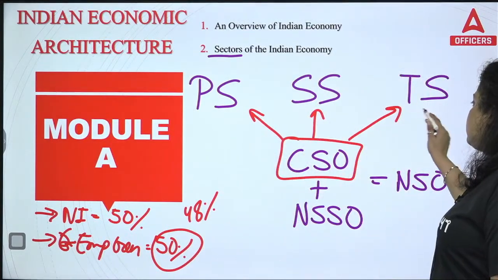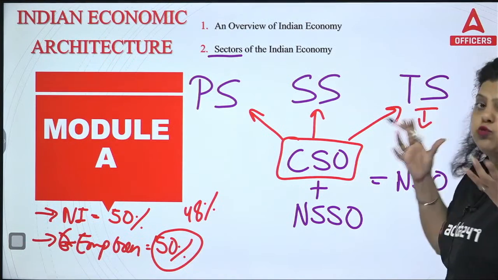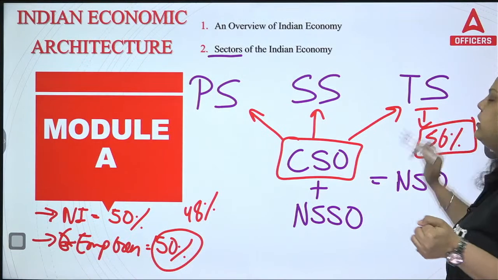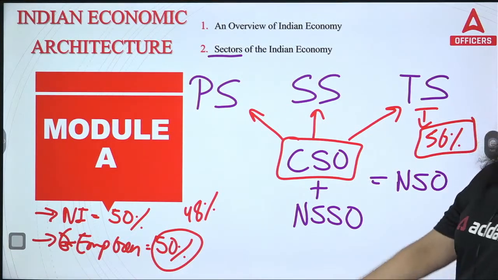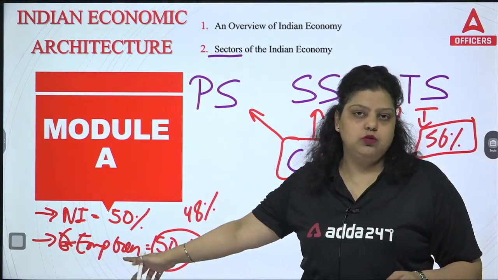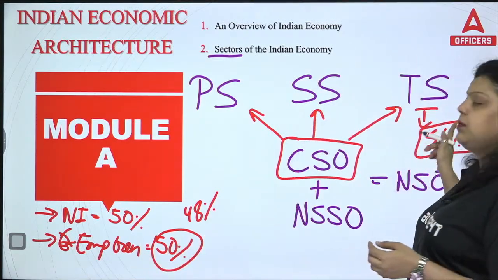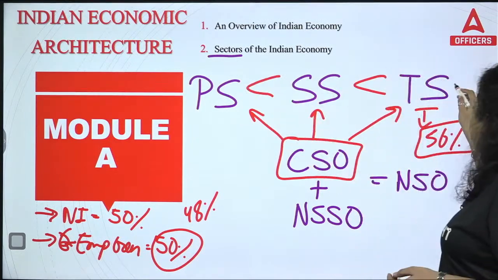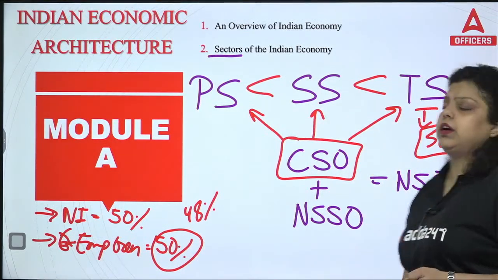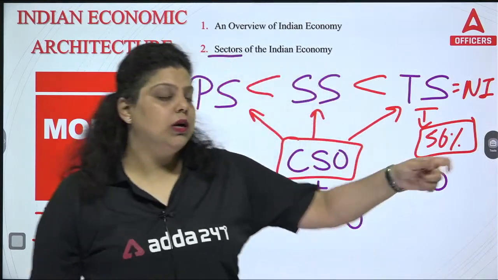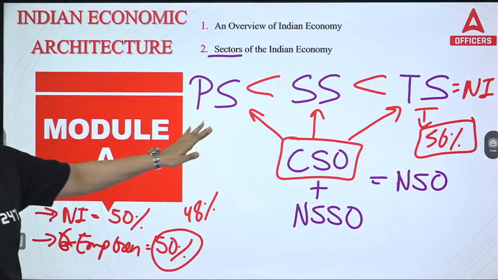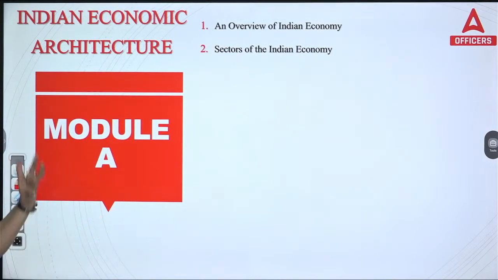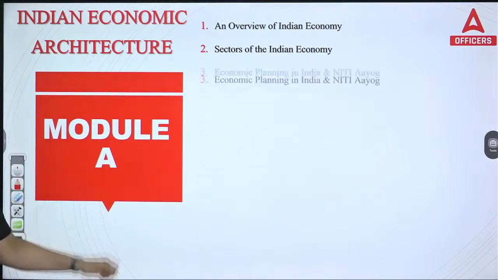And if I talk about the tertiary sector, it has around 56% contribution in the national income. So there is no particular sector which contributes 50% for these two factors. But still, maximum national income comes from the tertiary sector. So this is the sequence of contribution in the national income of a country: first, the major contribution comes from the tertiary sector, that is the service sector, second from secondary, and third from the primary sector. So this is what we have to study in the second chapter, or second unit, of your module A, sectors of the Indian economy.